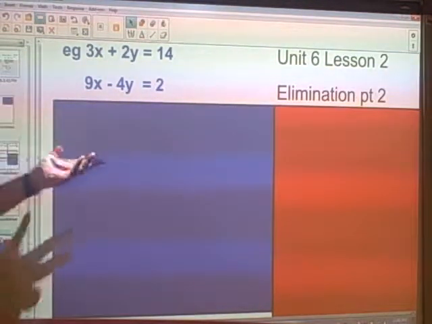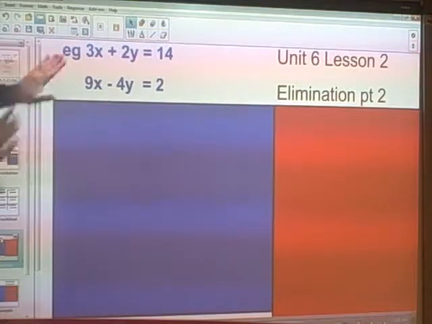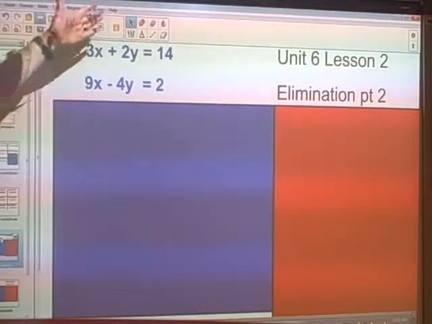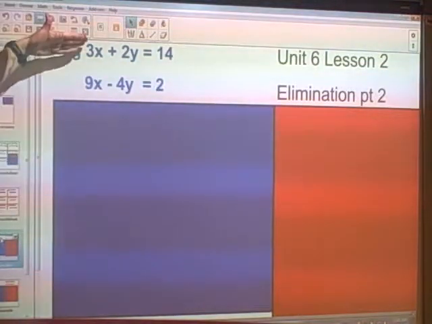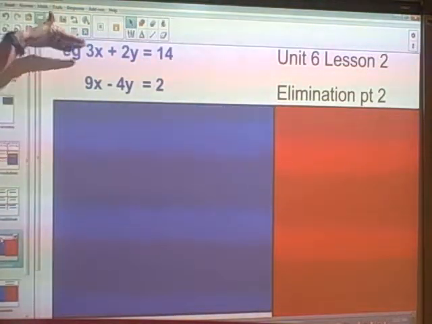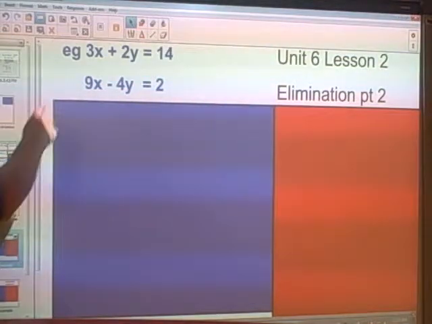And we'll actually go through and solve this rather than just doing the first part this time. So for this question, the number of x's is different and the number of y's is different, so we have to make them the same. So if I look at the smallest number of x, I can see that if I times this by 3, that would give me 9. So I'm going to go ahead and do that.